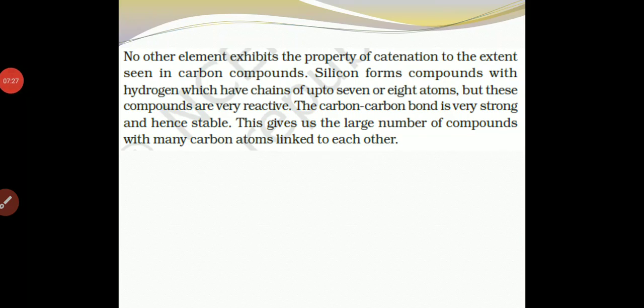No other element exhibits the property of catenation to the extent seen in carbon compounds. Except carbon, no other element has the property of catenation which carbon has. Silicon forms compounds with hydrogen which have a chain of up to 7 or 8 atoms, but these compounds are very reactive. In the same way, the carbon bond is very strong and hence stable. This gives us a large number of compounds with many carbon atoms linked to each other.